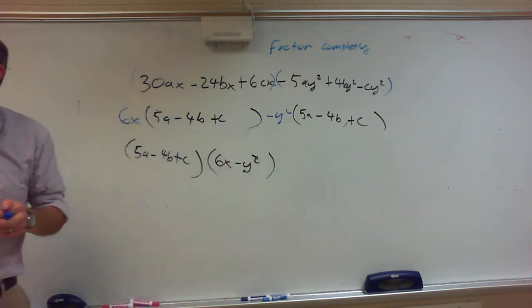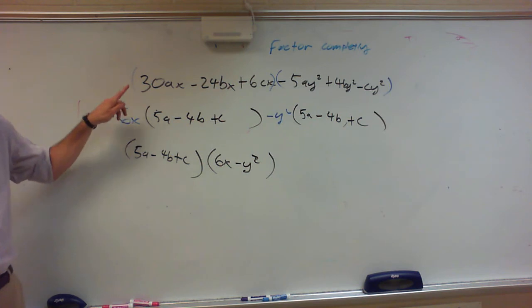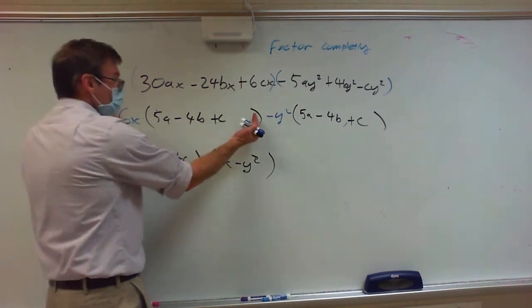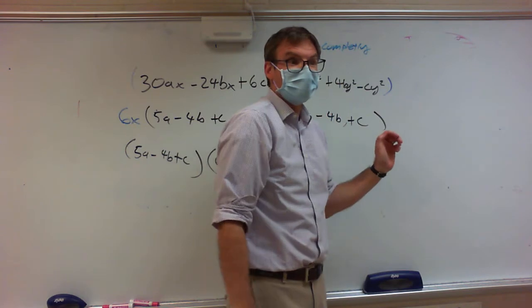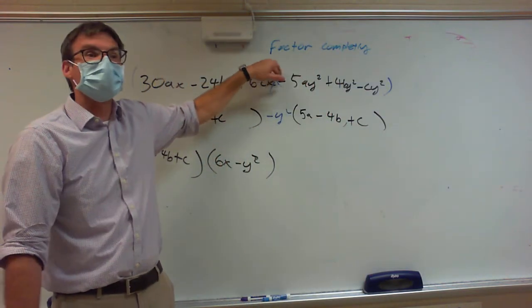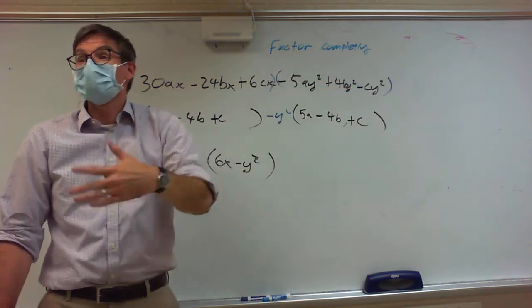6x minus y squared. So, this looks pretty intimidating, doesn't it? But didn't we do the exact same thing? The trick was we just put parentheses around the first part, parentheses around the last part. You do have to be careful that anytime you have a negative sign, make sure you put the parentheses in front of the minus sign so you don't change the problem.